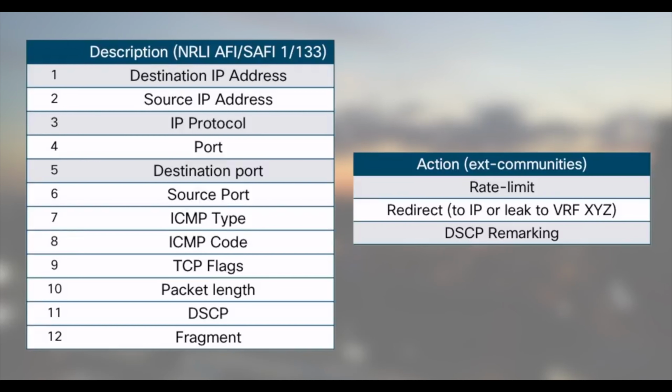The second element is an action. It describes the treatment of the packet matching the former description. We can rate limit or drop a flow, we can divert the flow to a specific address or a different VRF, and we can remark the DSCP value.